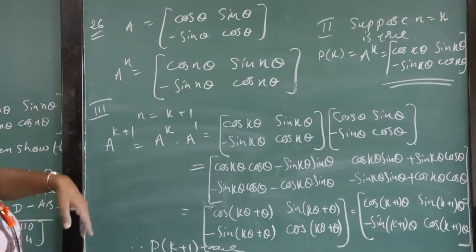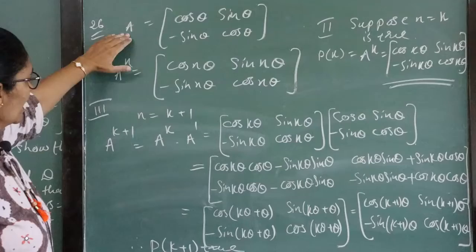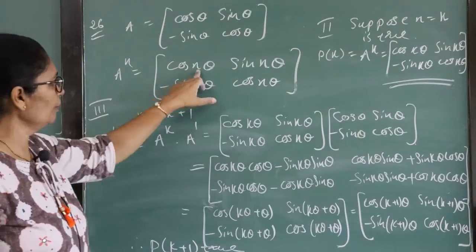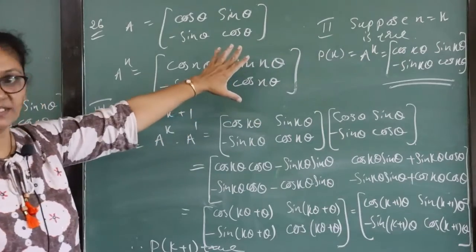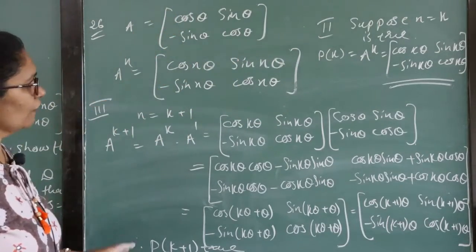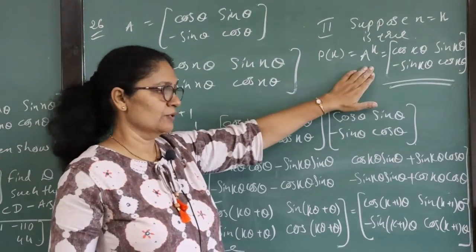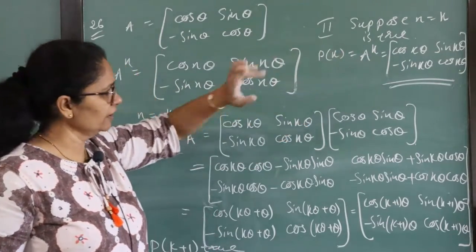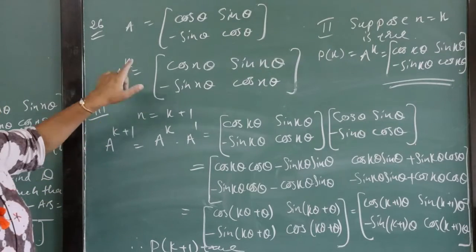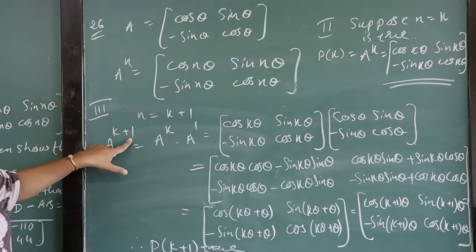Okay, let's revise it one more time. We are given A raised to n, which you have to prove. First we took 1 in place of n. Very simply, we get the same question, which is your A. Now we assume for k, so wherever we had n, we have written k. Now we will prove for k plus 1. So wherever I had n, I have written k plus 1.